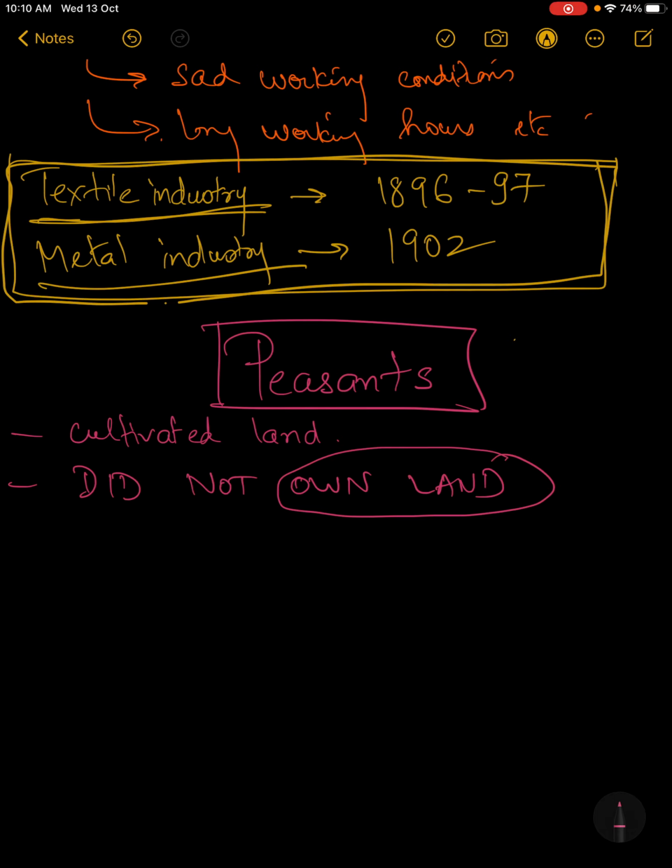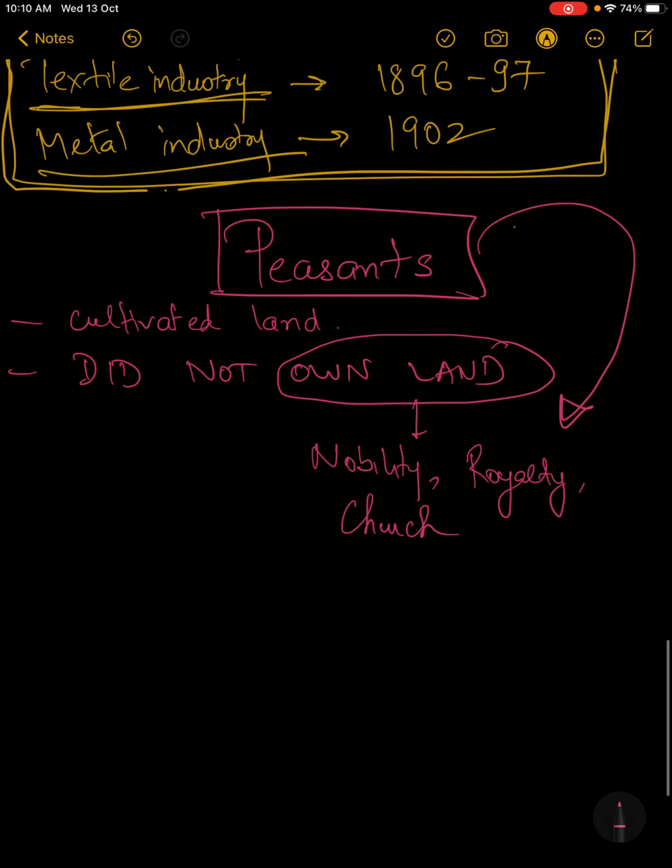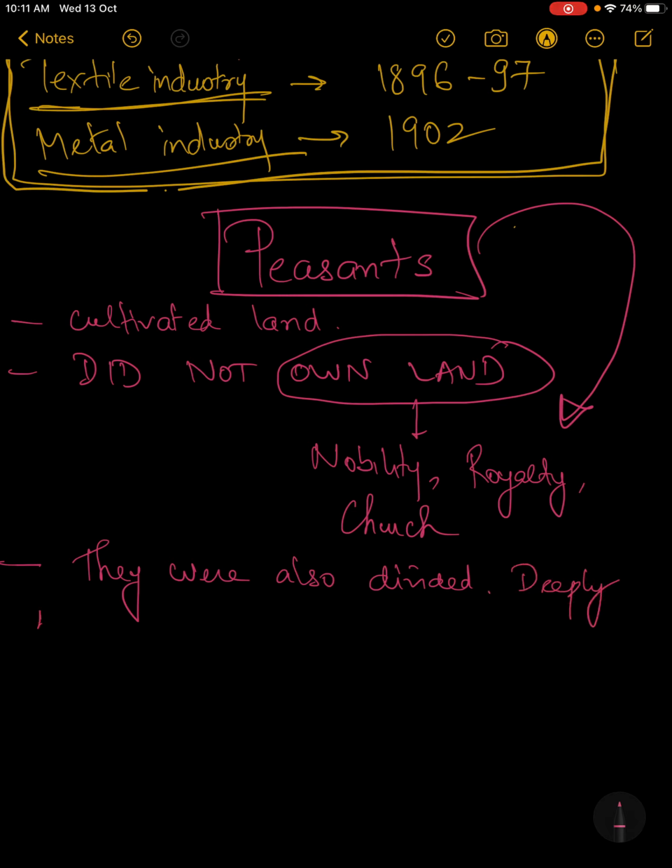So who owned the land? The nobility owned the land. The royalty owned the land, and of course, the church, as in the clergy, owned the land. So the peasants used to work for these folks. They used to work for their masters. Now the weird thing about peasants was that they were also divided based on social structures.